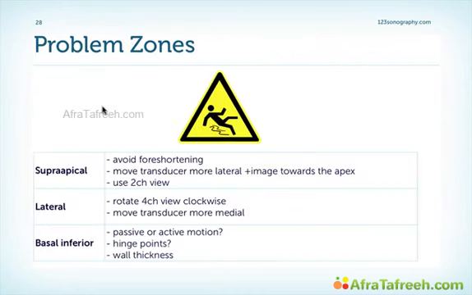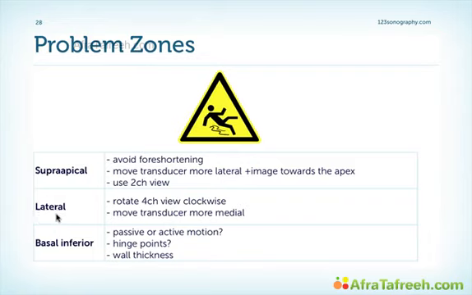Here you see the three different regions which I believe are most difficult actually to interpret: supraapical, lateral, and basal inferior. Here you can see what you can do to improve your assessment of these regions. For the supraapical region, try to avoid foreshortening. Move the transducer more lateral and image towards the apex. And in particular, use the two-chamber view because we have less foreshortening.